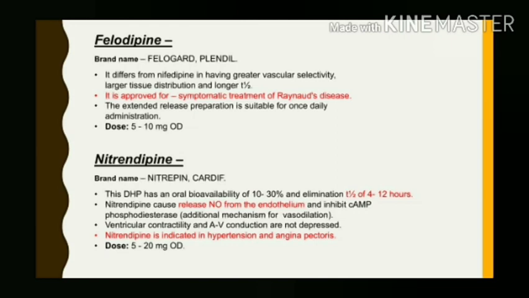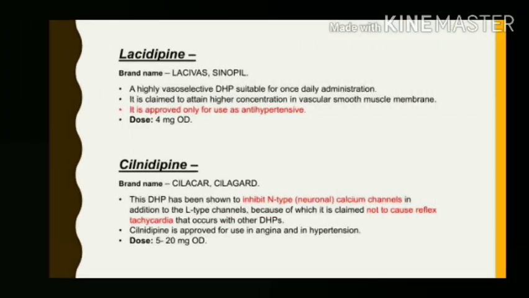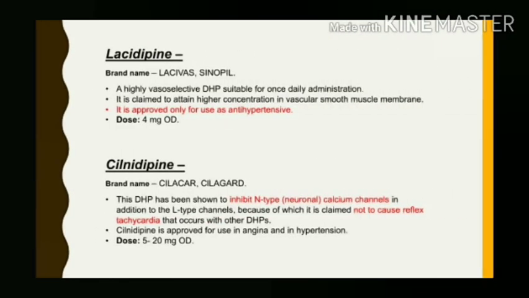This nitrendipine can release nitric oxide from the blood vessels, which is responsible for the dilation of blood vessels, and it will cause hypotension, and hence it is used in the treatment of hypertension. Now some other drugs are lacidipine and cilnidipine, where lacidipine is a drug approved for the treatment of hypertension, and cilnidipine is a drug that blocks the N type calcium channels instead of the L type calcium channels.